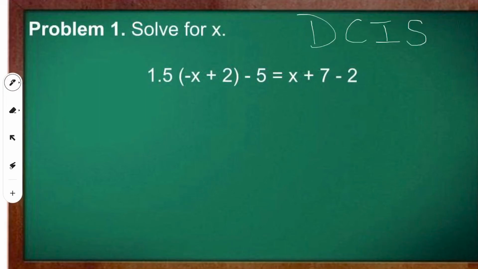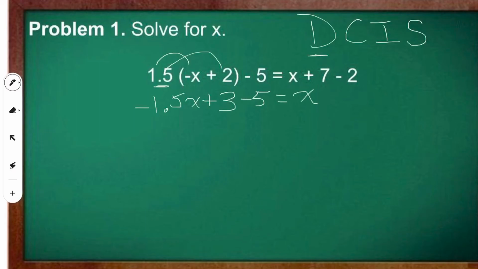So distribute. I look at my equation to see if I have to distribute anything. And I see I have to distribute this 1.5 into the parentheses. So 1.5 times negative x is negative 1.5x. And 1.5 times positive 2 is positive 3. I bring down my minus 5. Bring down my equal sign, and x plus 7 minus 2. I see I don't have to distribute anymore, so I move on to step number 2.